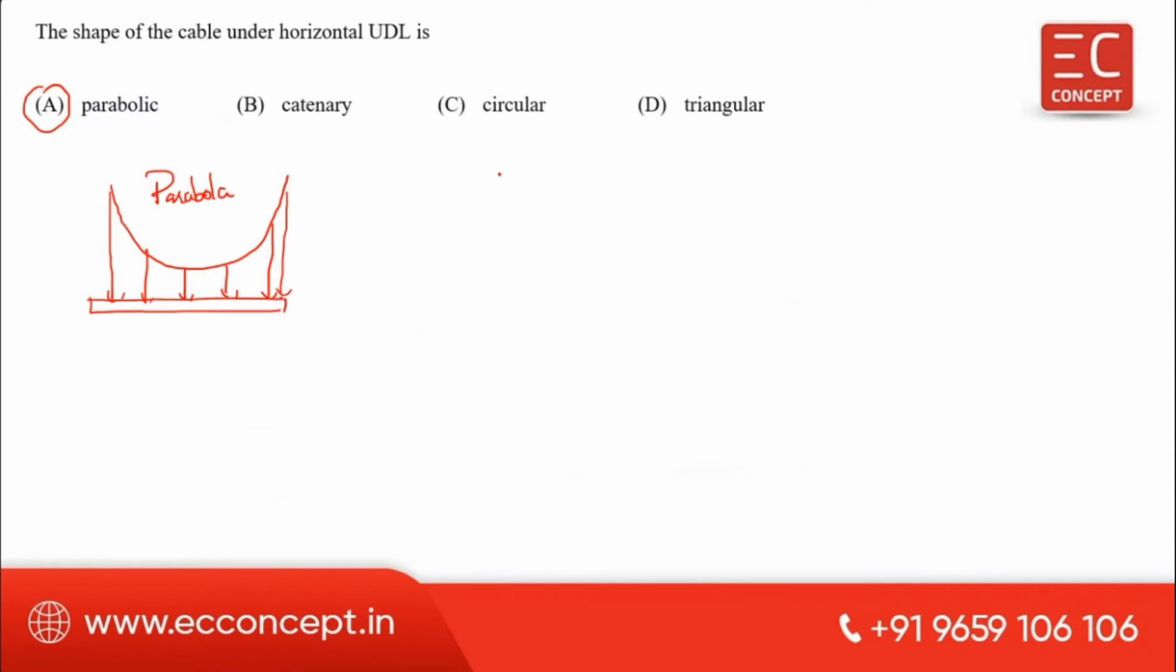At the same time, there was a cable, and this cable is subjected to a UDL along the length of the cable. Then we can say this is the catenary. If the UDL is acting along the length of the cable, then we can say catenary. If the UDL is acting along the length of the horizontal span, then we can say it's a parabola.